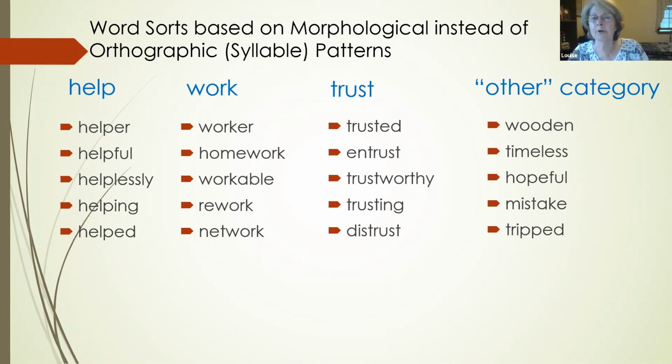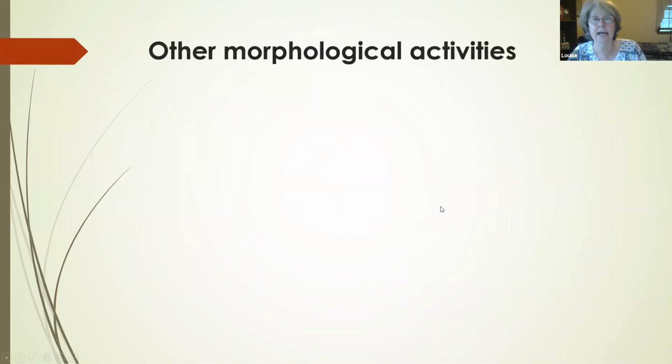If they put timeless in the trust column, they haven't looked carefully at it, right? Then in this activity, I would probably have them go back and read the individual words and possibly talk a little bit about meaning, especially for words where it's less obvious, like what does distrust mean, or what does workable mean. But otherwise, it's a similar word sort activity, focused more on morphology rather than orthographic patterns, which is basically what the syllable types are.